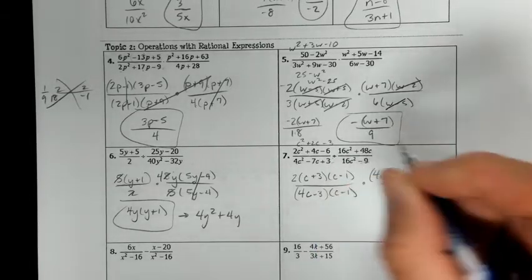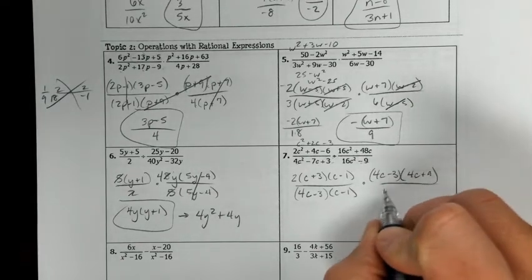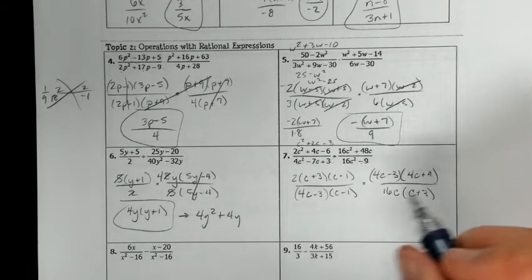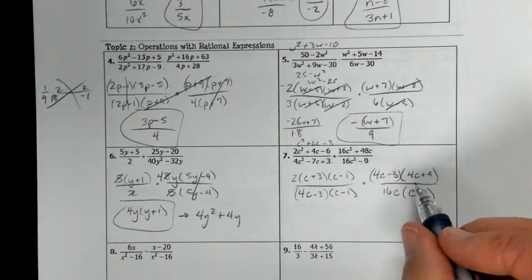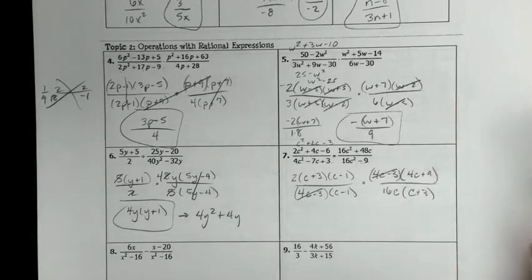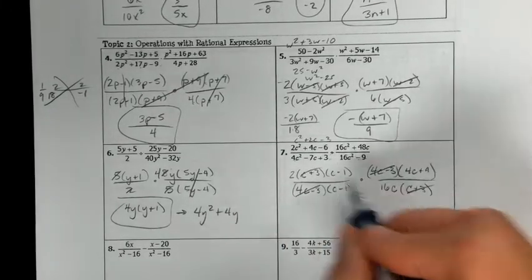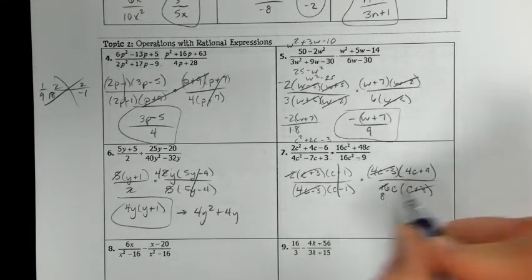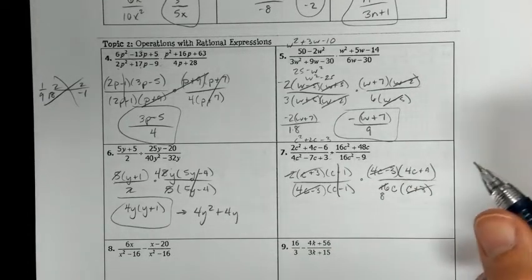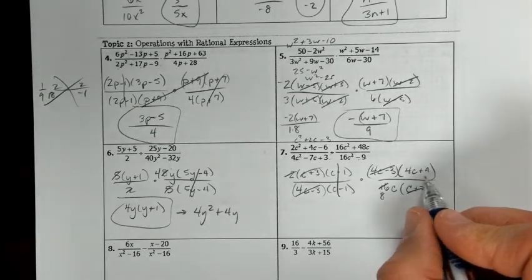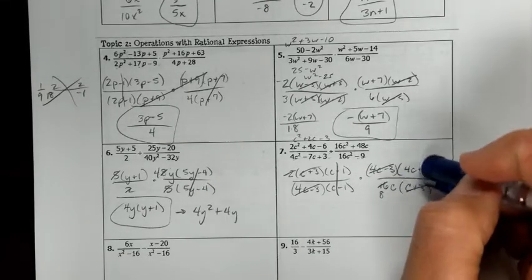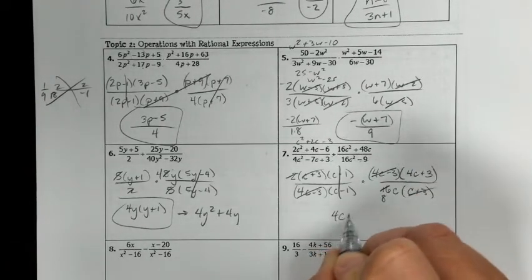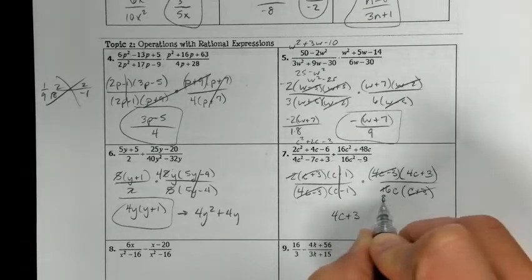In the denominator, that's 16c squared plus 48c. I can factor out a 16c as the GCF. We get c plus 3. Now let's cancel out what we can, right? So 4c minus 3, 4c minus 3, c plus 3, c plus 3, c minus 1s. 2 and 16 becomes 8. So I've got 4c plus 9. No, sorry, that's not 9, it's 3. 4c plus 3. And on the bottom I've got 8c.